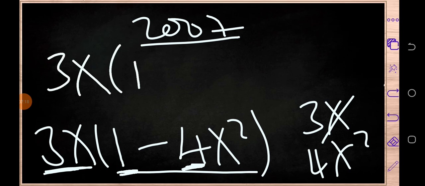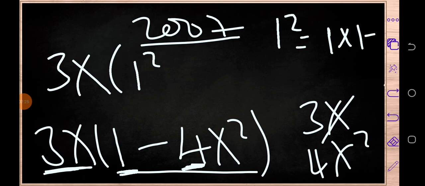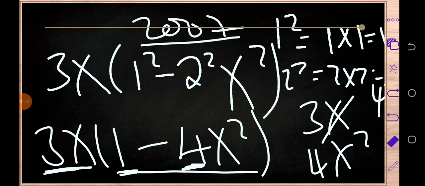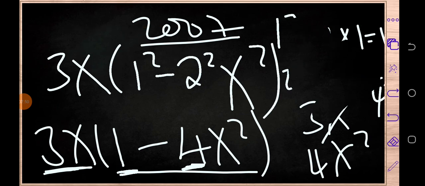The square root of 1 is just 1 itself, because 1 to the power 2 means 1 times 1, which is equal to 1. So that is the square root of 1, it is 1 itself. Then the square root of 4 is 2, because 2 to the power 2 equals 2 times 2, which is 4. Okay, then x squared. Let me just clear this part.